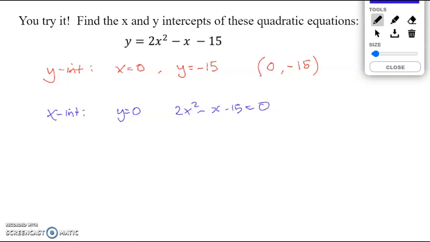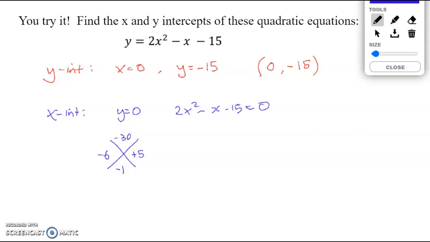The coefficient is greater than 1, so we need to start by doing the diamond. 2 times negative 15 is negative 30. The middle term is negative 1 here. Negative x means negative 1x. So we're looking for two factors of negative 30 that add to negative 1. Well, that's going to be negative 6 and positive 5, because negative 6 times 5 is negative 30, and negative 6 plus 5 is negative 1.